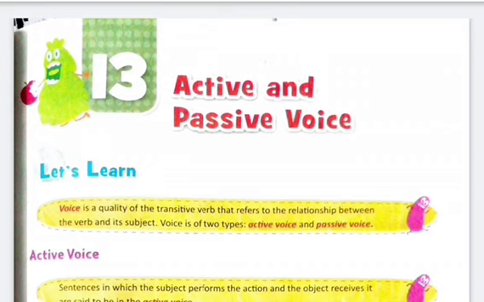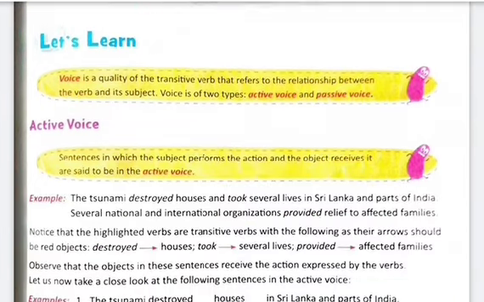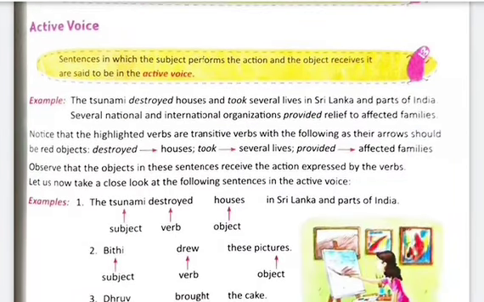Now second point, what is voice? Voice is that form of a verb which shows whether the subject is doing the action in a sentence or it receives the action. Based on this we can say voice is of two types, active voice and passive voice. Now what is this active voice?